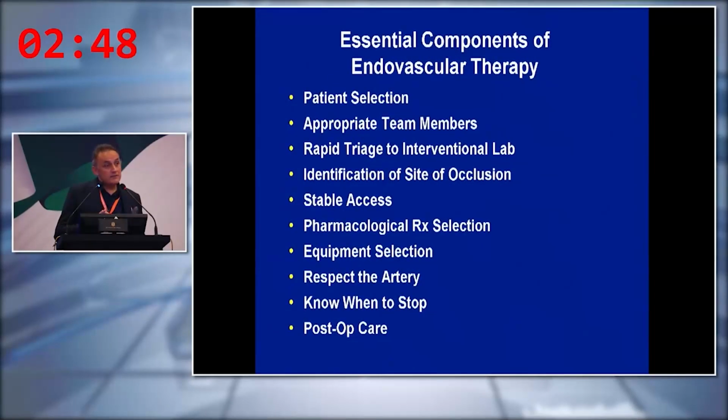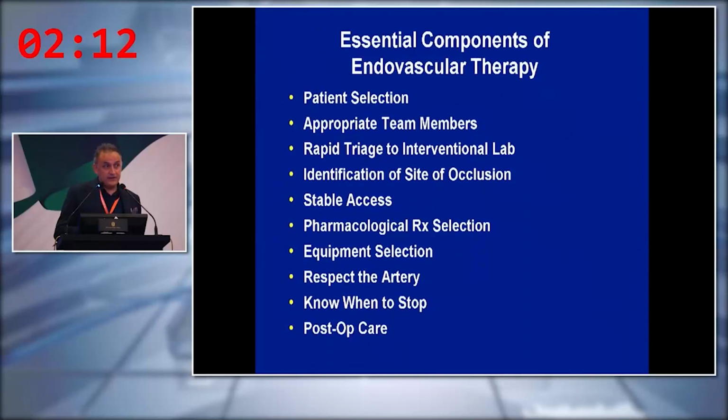We have to identify the site of occlusion. This is very important. It's not like coronary. Sometimes you look very carefully, sometimes you easily miss it, you may not see it. Stable access is important, as I told you. Pharmacological selection is important because we like heparin in our procedures, but this could be very dangerous in stroke intervention. We have to be very careful about this. And equipment selection is important. We have to select accordingly.